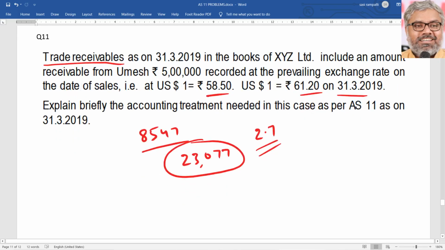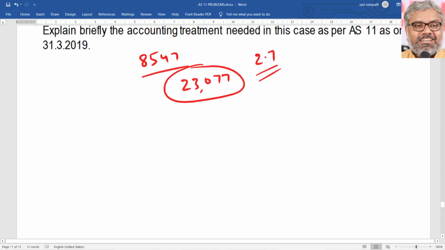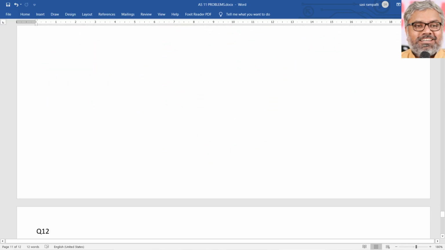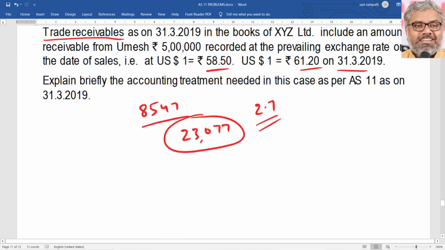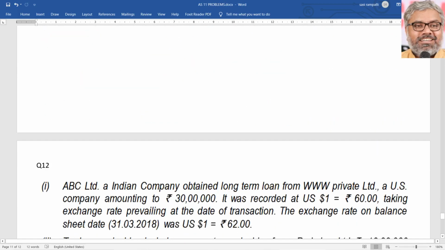That's all. Since it is a monetary item, whatever the gain or loss is, that should be routed through profit and loss account as income or expenses. In this case, it is income, 23,077 rupees.